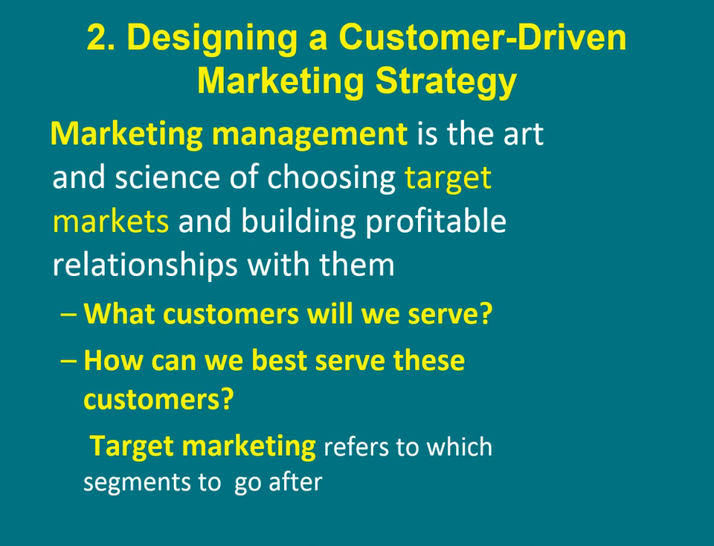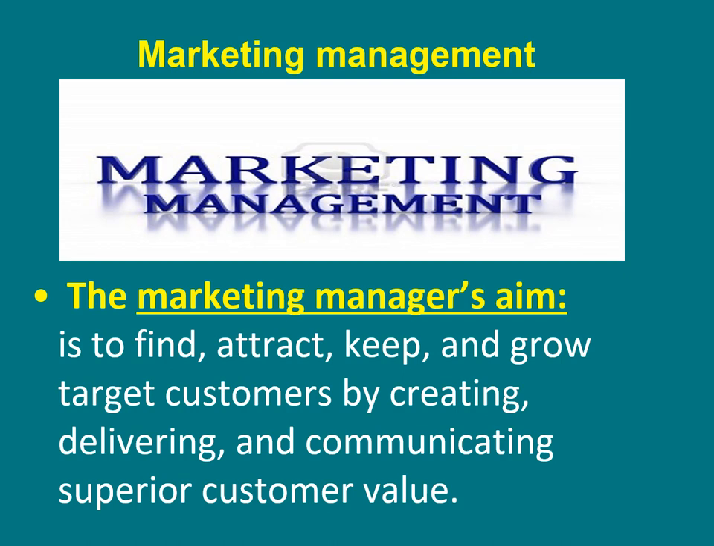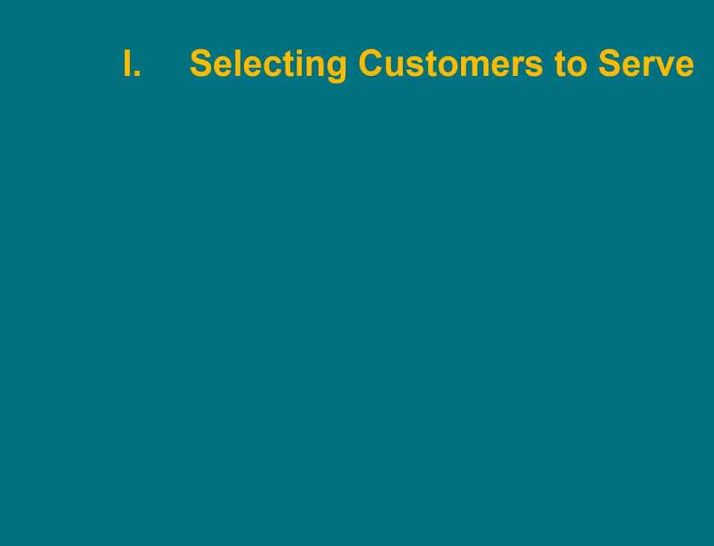And how can we serve this customer in the best way? Marketing management is the art and the science of choosing target markets and building profitable relationships with them. So we should divide a market into smaller segments. This is marketing management. Our marketing manager's aim is to find, attract, keep and grow target customers by creating, delivering and communicating superior customer value. This is the marketing process second step.